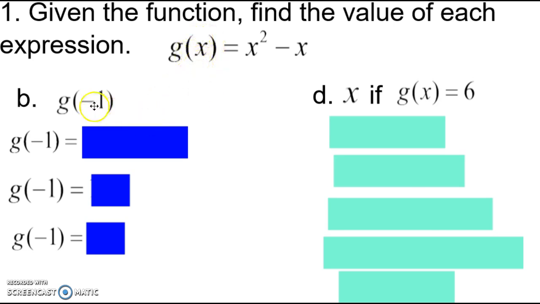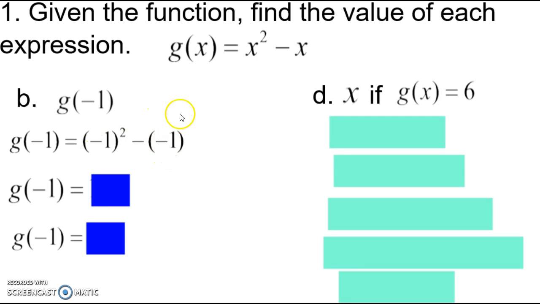Notice instead of an x, we now have a negative 1, which means wherever we see an x, we're going to place a negative 1. And then notice I've placed my negative 1 inside of parentheses. That's very important when you have a negative number. You could plug this right into your calculator.